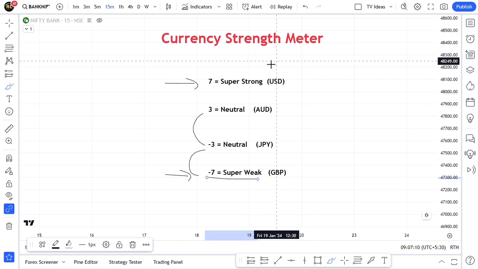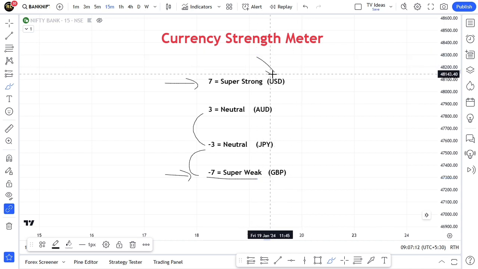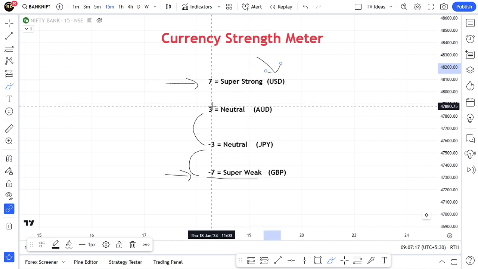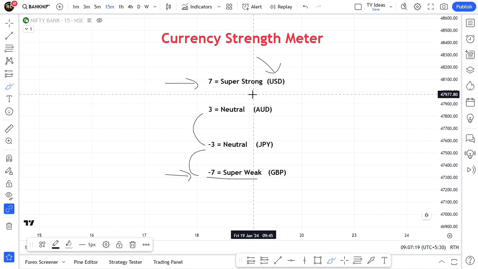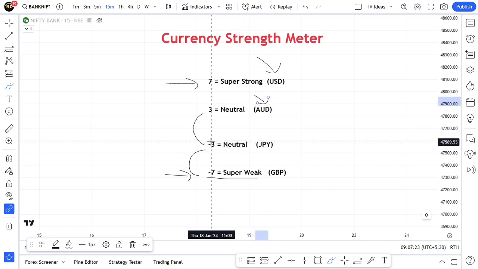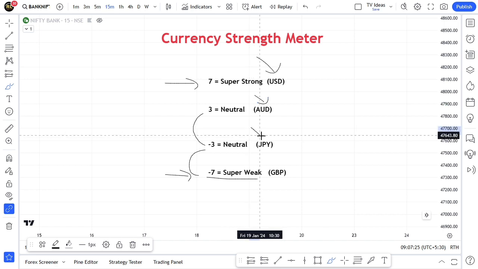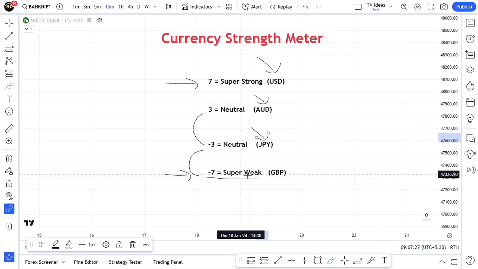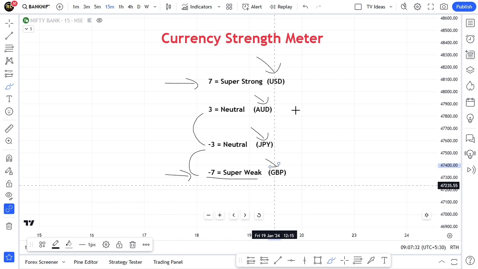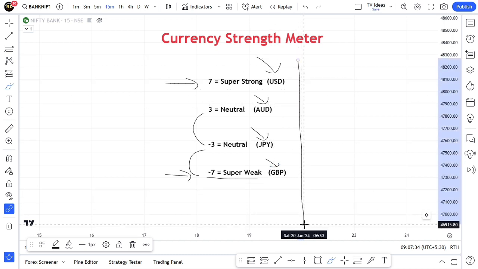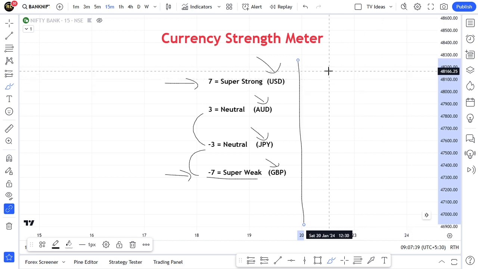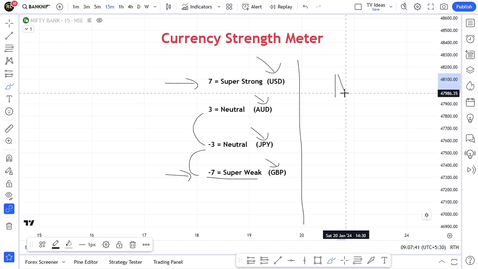Suppose for a day USD is standing at +7, which means USD is strong, and AUD is a neutral pair, and JPY having one number -3, but this is also a neutral pair. And then we have GBP, which is super weak. Now suppose you started your day with the analysis.